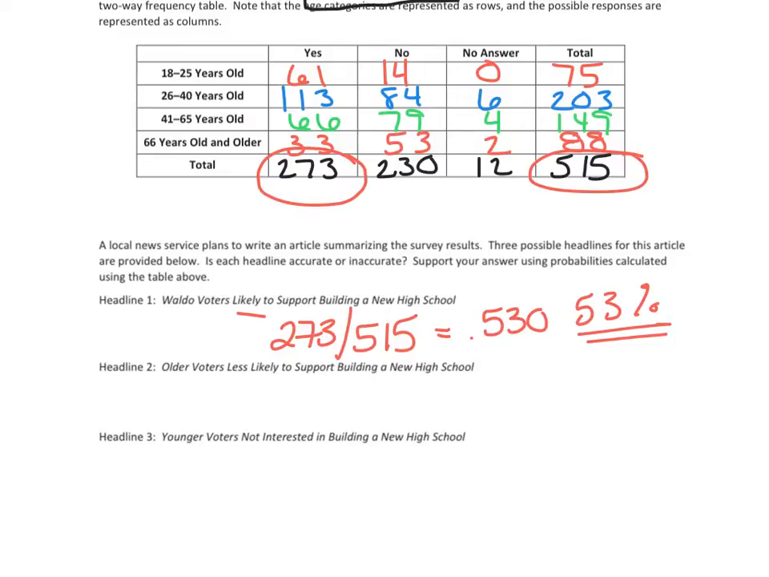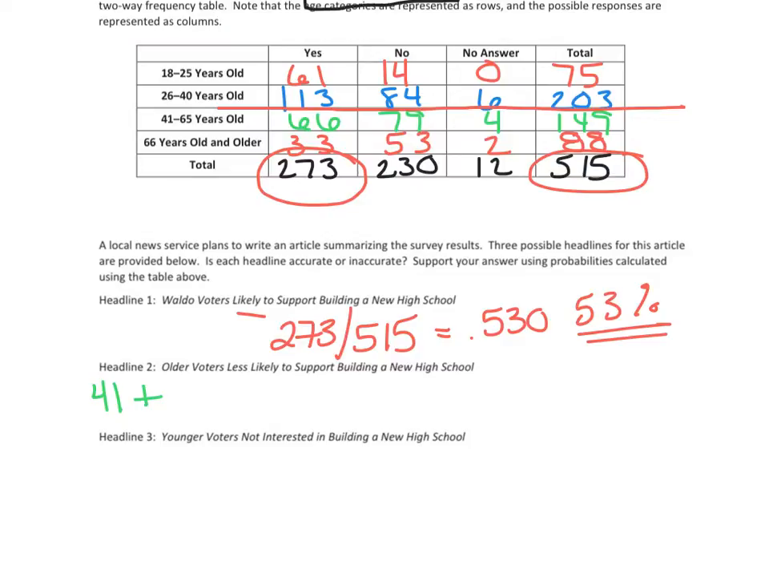So let's say you think old is 41 and older, 41 plus. Then I would have to consider everybody over the 41 line here and think about that. So let's say older voters are less likely. So that means they're saying no. So I'm going to pick everybody that said no over the age of 41.